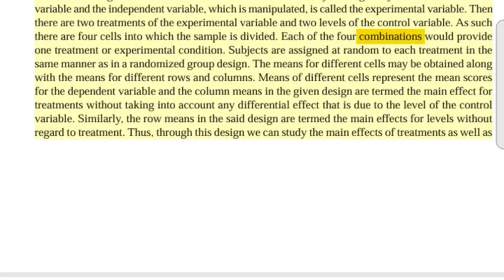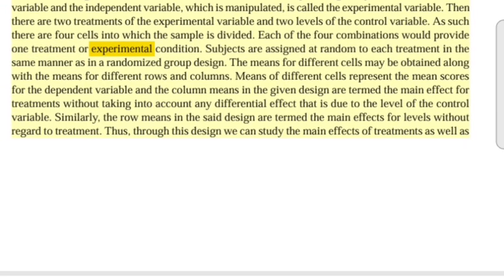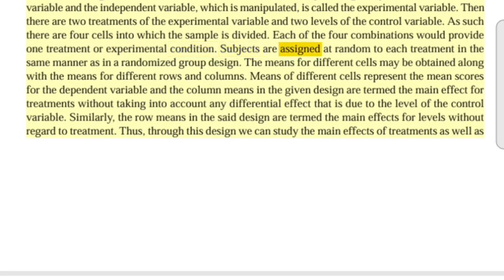Each of the 4 combinations would provide one treatment or experimental condition. Subjects are assigned at random to each treatment in the same manner as in a randomized group design. The means for different cells may be obtained along with the means for different rows and columns.